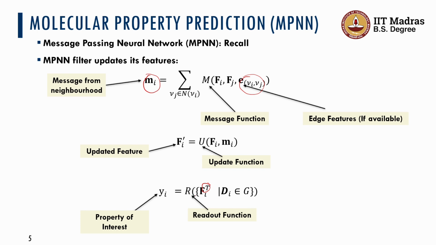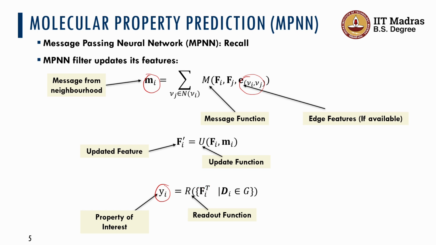In the readout stage, the readout function R is going to use the feature associated with the ith node, and for all the nodes in the ith graph, so all the graph, and perform the property prediction task.